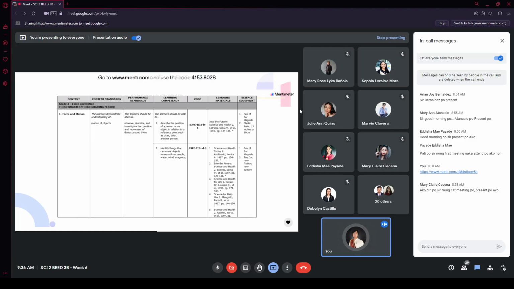And in the performance standards, the learner should be able to observe, describe, and investigate the position and movement of things around them. But I would say instead of things, they should also include living things, not just non-living things. And then for learner competency, the learner should be able to, number 1, describe the position of a person or an object in relation to a reference point such as a chair, door, or another person.